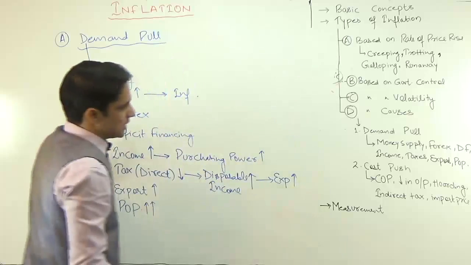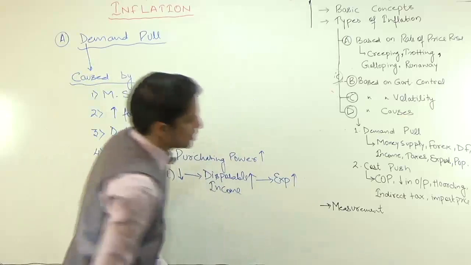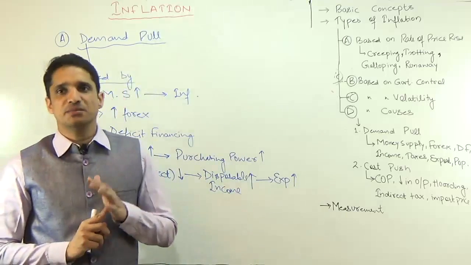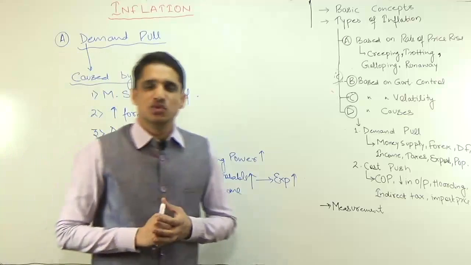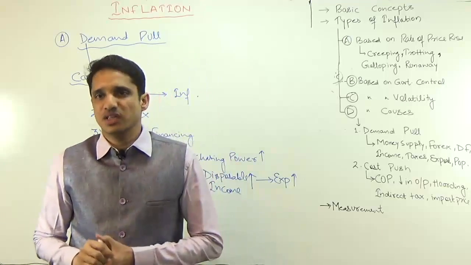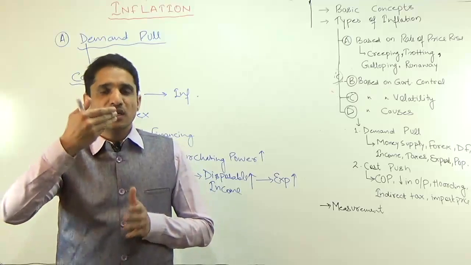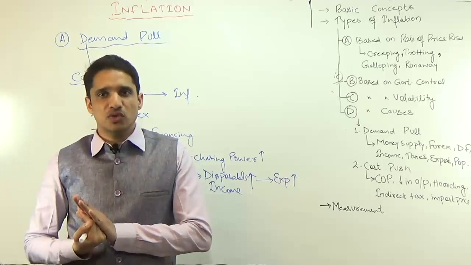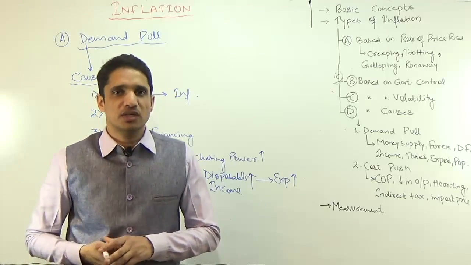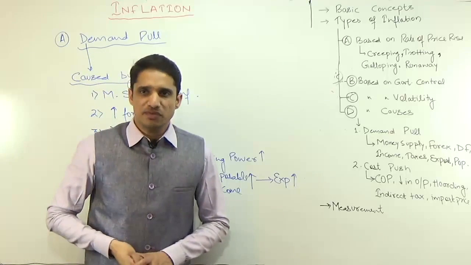So these are the causes of demand pull inflation. First one is the money supply. So when the money supply increases, it is going to increase the inflation in the economy. The second one is forex. So when forex increases, equivalent rupees in India are going to increase, money supply is going to increase, which is going to cause some inflation in the economy.